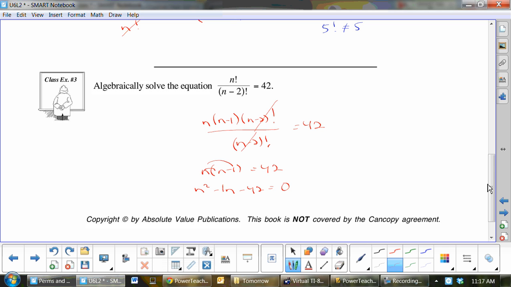Okay, so that last unit's still coming in a bit, right? Now, I'm looking for two things that add to negative 1 but multiply to give me negative 42. N minus 7, n plus 6. So what does n equal? 7. Why not negative 6? Why can't you have a negative?